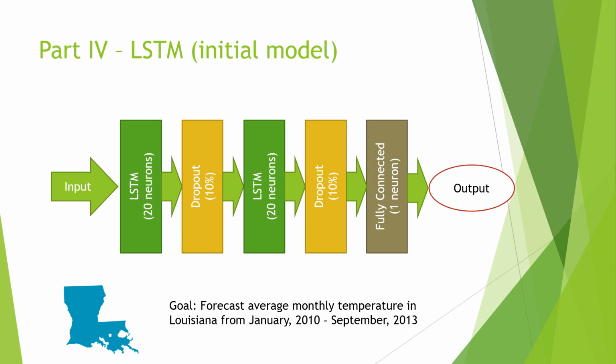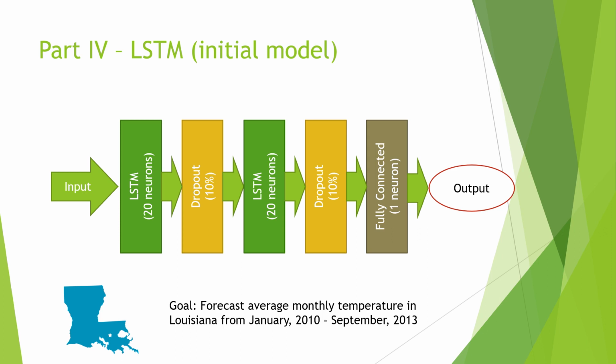The architecture of the initial model is drawn out in the image below. This network has 6 layers, 2 LSTM layers, a dropout layer following each LSTM layer, and a fully connected output layer. Each LSTM layer contained 20 neurons, and the dropout layer was set up with a dropout rate of 10% to help remove some of the bias from the model.